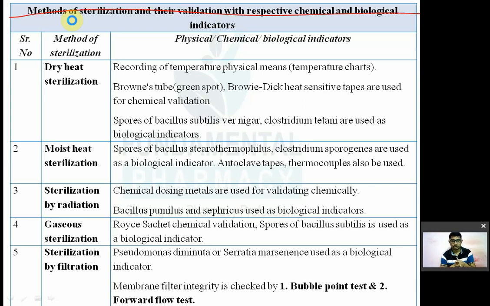तो क्वेश्चन इसके ऊपर, डोंट गो इन द डिटेल कि मेथड का पूरा कैसा होता है. So what they used to ask: physical method, chemical method and biological method are used for the validation of your sterilization method. Physical, chemical, biological indicators होते हैं उसके लिए. So what are the different physical, chemical and biological indicators for validation of your method of sterilization? So first one is the dry heat sterilization. So dry heat sterilization के लिए validation कैसे करेंगे?